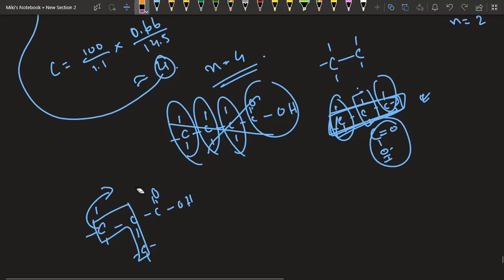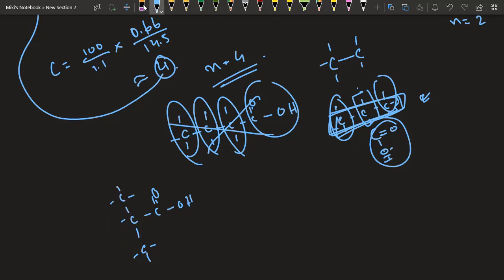Think of it in this way. Let's say this carbon, we could just draw it simply over here, isn't it? This and this are the same thing. So nothing's different there.